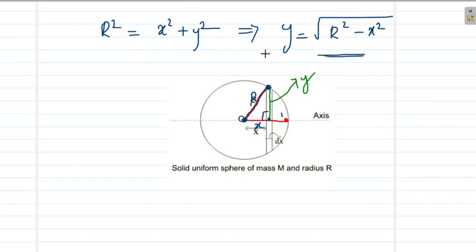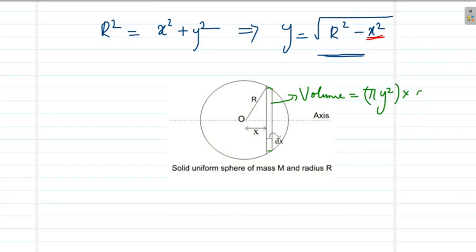Now you can see that this radius depends on the x value. That means if the disc is at a different distance from the origin, it will have a different radius. So that is contained in this equation itself. If it is at another x, its radius will be different. So it is quite obvious that the radius will differ depending on the x value. Now what is the volume of this slice? Since this is assumed to be a disc of uniform radius, its volume can be written as its area, which is pi y square, multiplied by its thickness, which is dx.